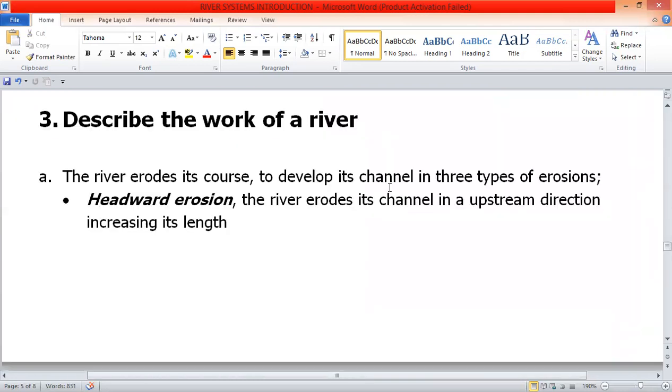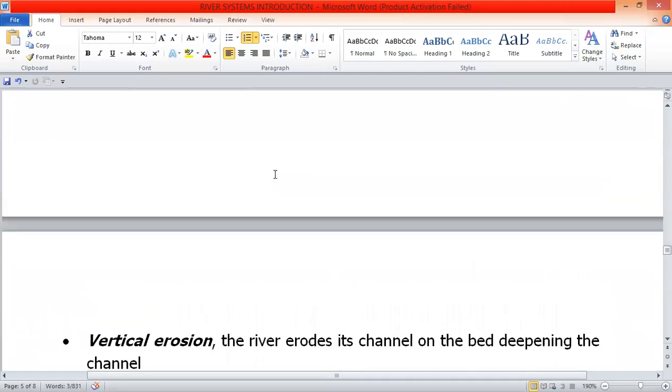Then the third objective is describing the work of a river. What work does the river do? There are three types of work of a river. The first work of a river is erosion. The river erodes its course to develop its channel. So to develop its channel, it has to erode the channel itself.